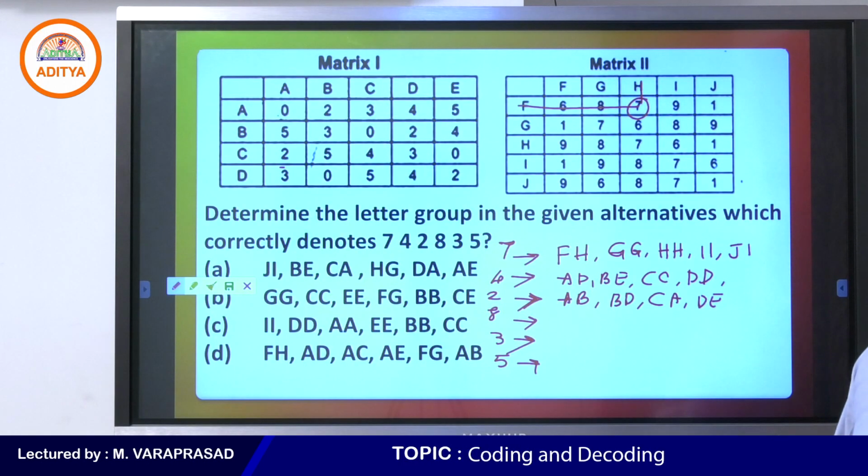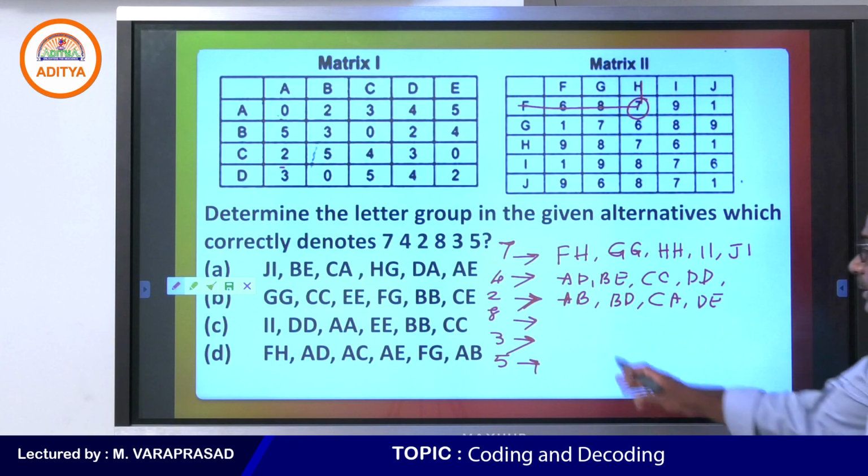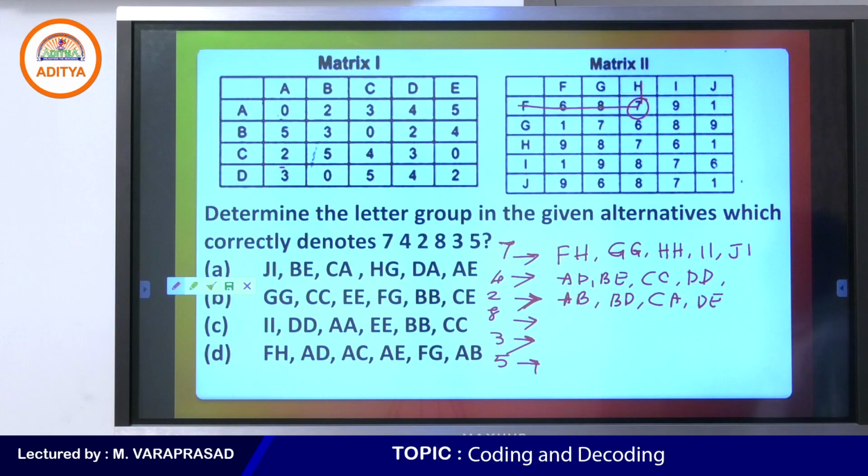So like that, you find how to represent 8, 3, 5. Write them all, and see which option you will get as the correct answer. 742835.